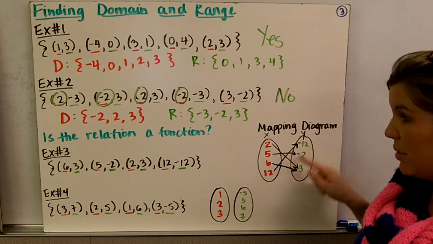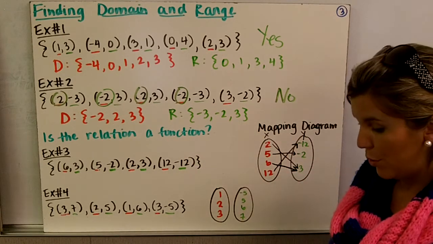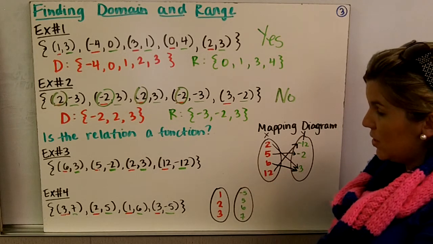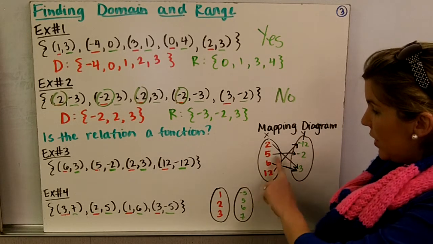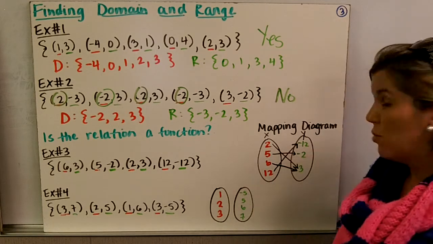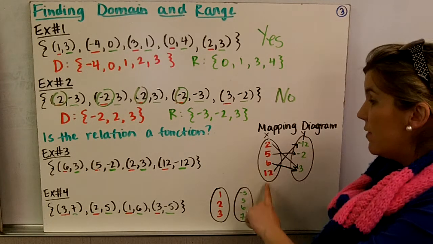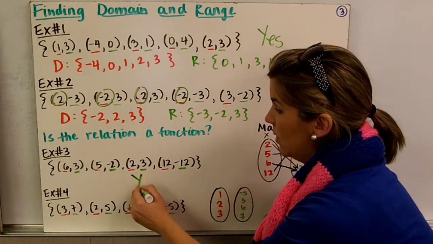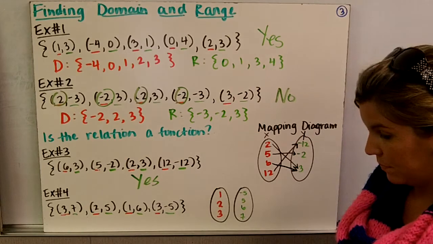You can take this mapping diagram and go back to the ordered pairs. Are any of these x's repeated? Well, 2 only goes to 3, 5 only goes to negative 2, 6 only goes to 3, and 12 only goes to negative 12. None of the x's are repeated. So, yes, this is a function.